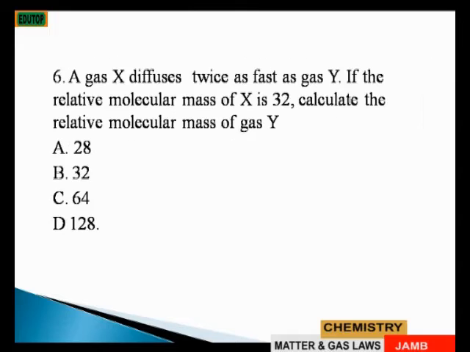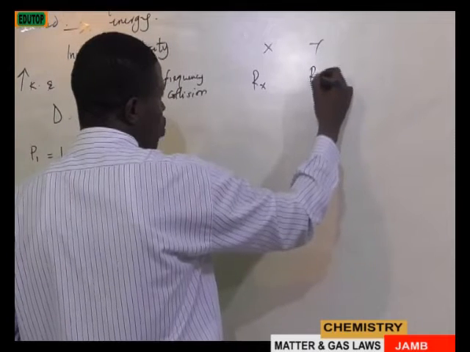Then question 6. A gas X diffuses twice as fast as gas Y. When you see the rate of diffusion, automatically it is talking about no other law rather than Graham's law of diffusion. So a gas X diffuses twice as fast as gas Y. They have given us the rate of diffusion. So we are talking about gas X and gas Y. The rate of diffusion of X will be Rx, while the rate of diffusion of Y will be Ry.